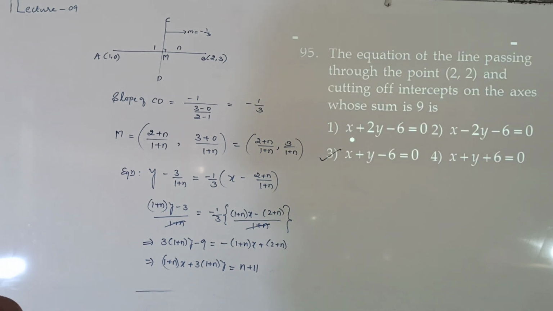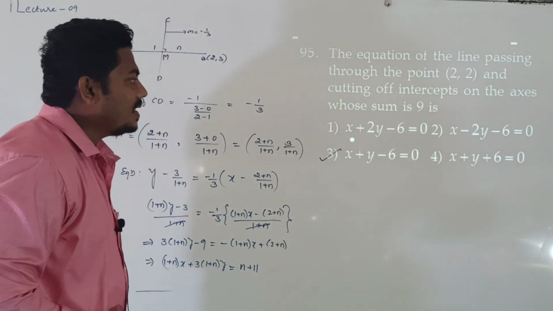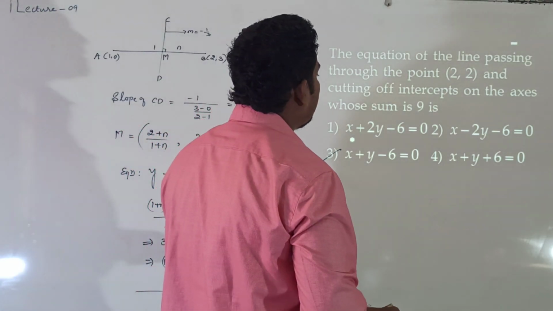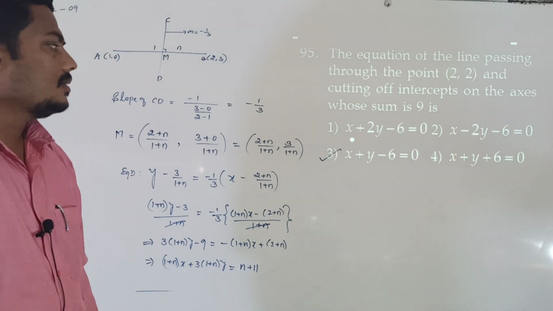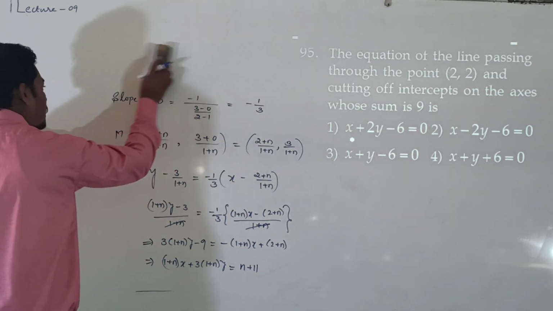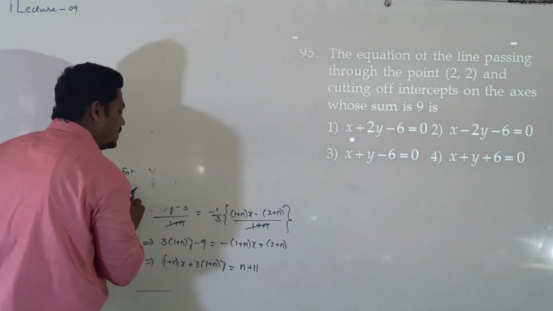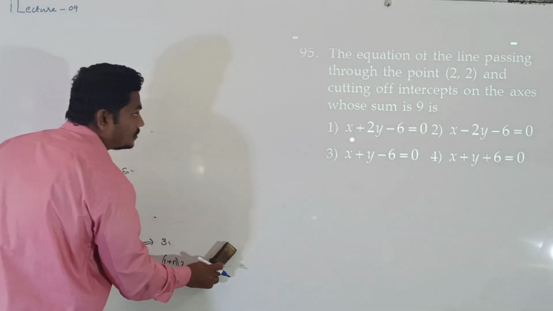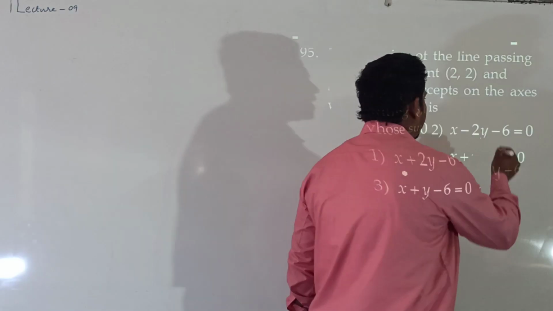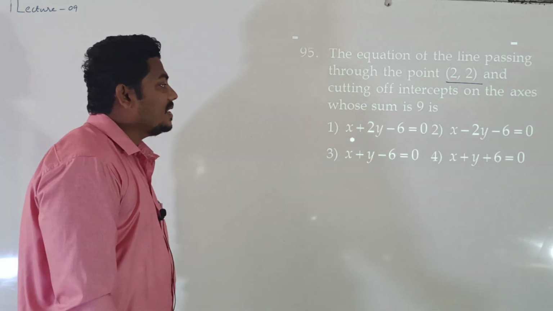Next question. The equation of the line passing through the point (2, 2), cutting off intercepts on the axes whose sum is 9. Then what is its equation, right? Our required line intersects the coordinate axes and passes through the point (2, 2), and the sum of the intercepts on the coordinate axes is 9.